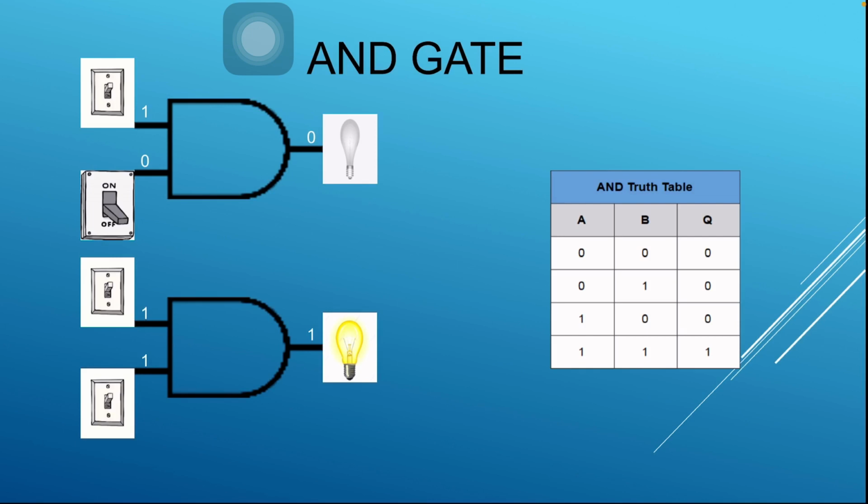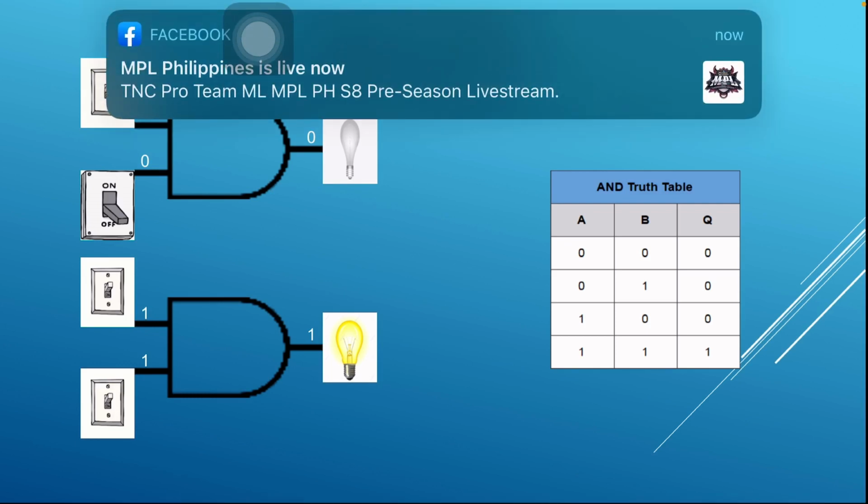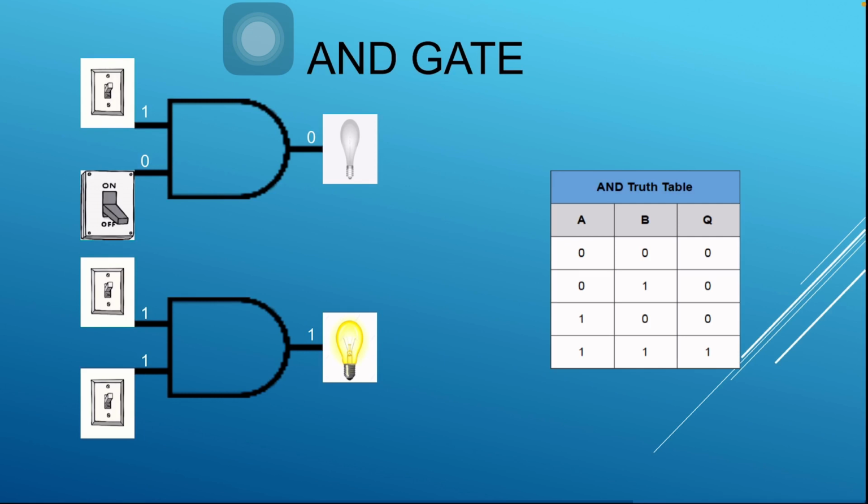So here is the AND truth table. Just like I said earlier, if we put 0 for A and 0 for B, then the output will be 0. If we put 0 for A and 1 for B, then the output will be 0. If we put 1 for A and 0 for B, then the output will be 0. It will only give us a 1 output if we put 1 for both A and B. So that's how the AND gate works.